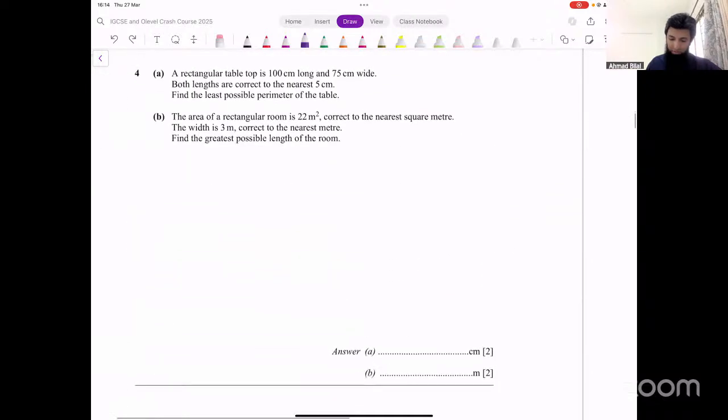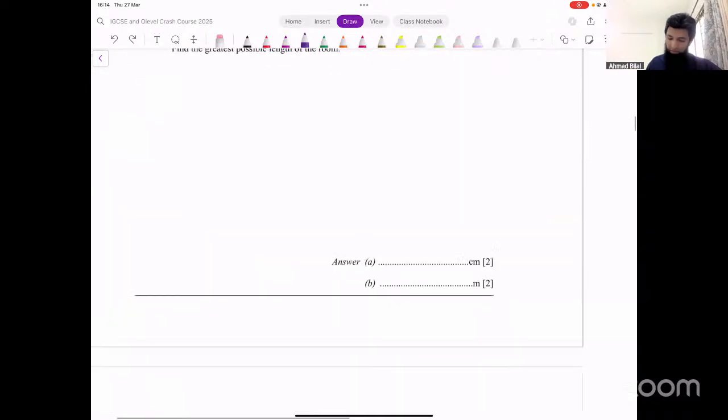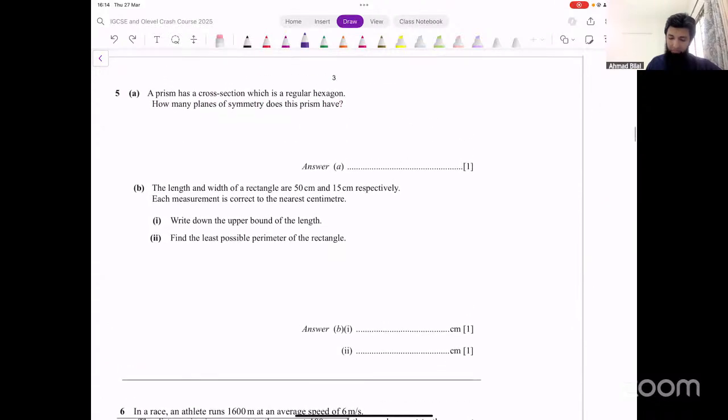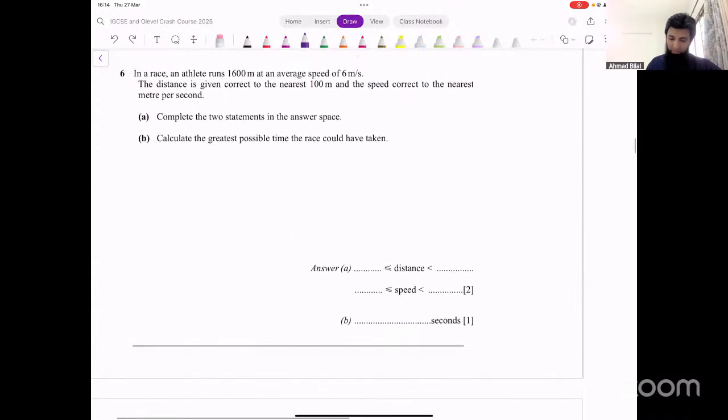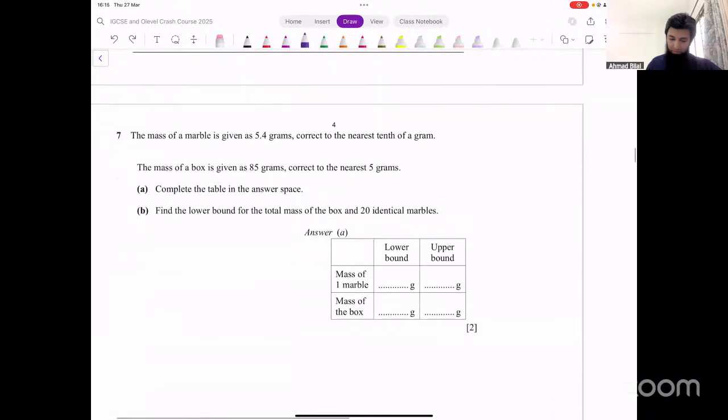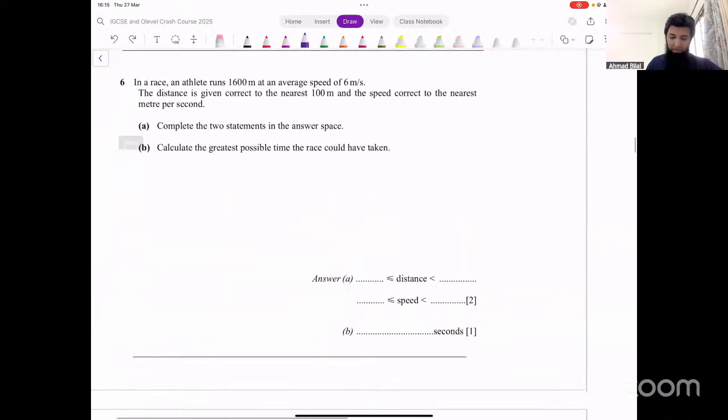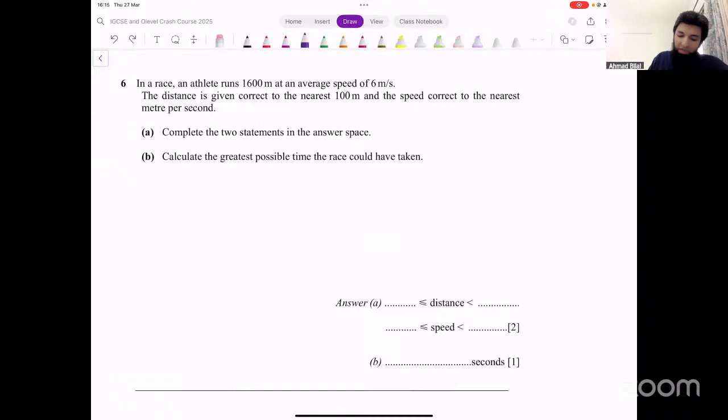Let's do one that is relatively more complicated. So let's have a look at this. In a race, an athlete runs 1600 meters at an average speed of 6 meters per second. The distance is given correct to the nearest 100 meters and the speed correct to the nearest meter per second. Okay, now how do we think about this?